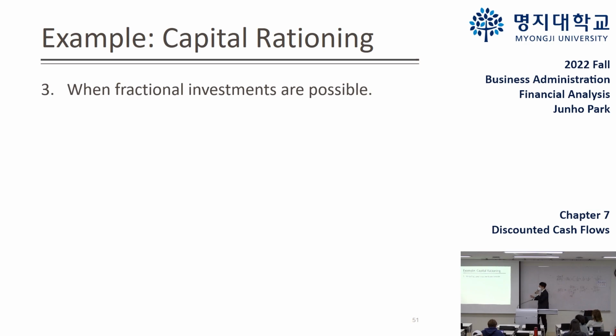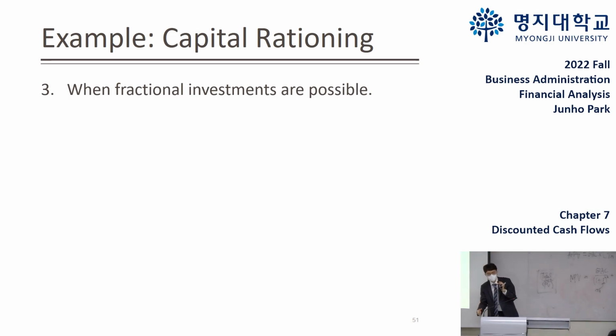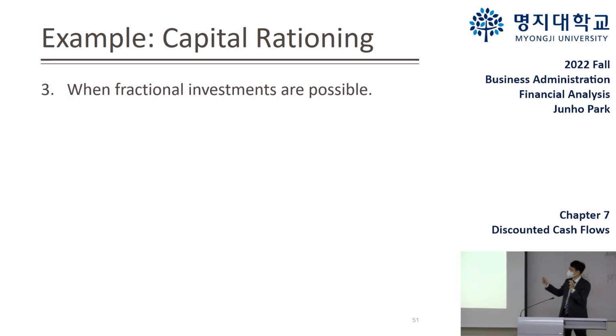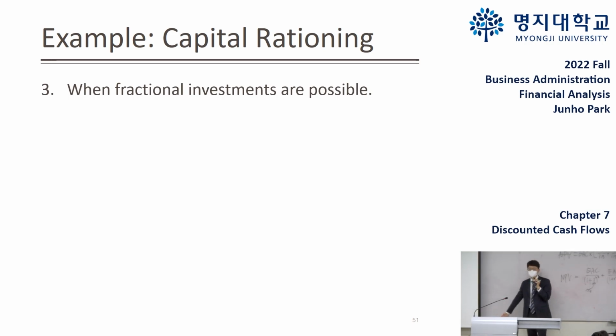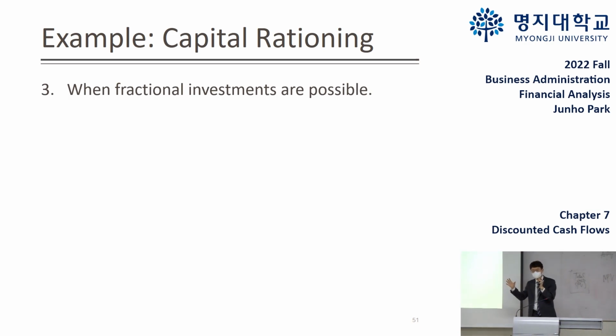And finally, there's another situation. In this third condition, we are going to assume that we have a fractional investment. Fractional investments are also possible in reality. For example, some companies can purchase shares of other companies. However, they can not only have 100% of the shares, but they can have, for example, 50% of the shares or 40% of the shares. So the ownerships are fractional, right? Therefore, sometimes in reality, in certain situations, we can invest fractionally.